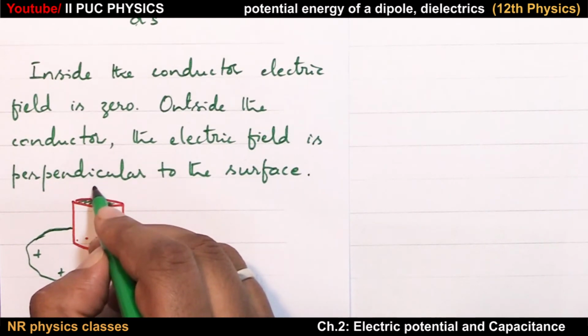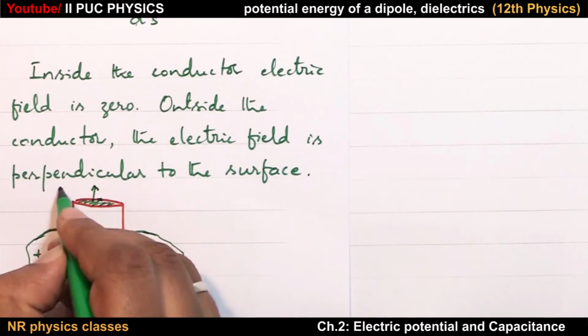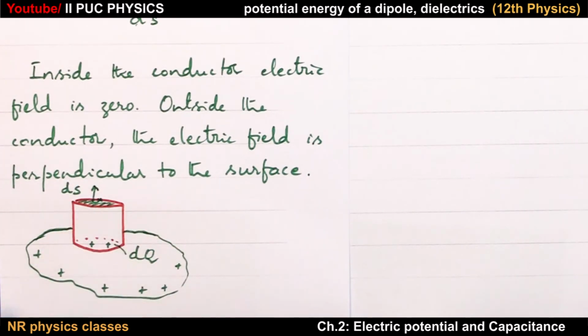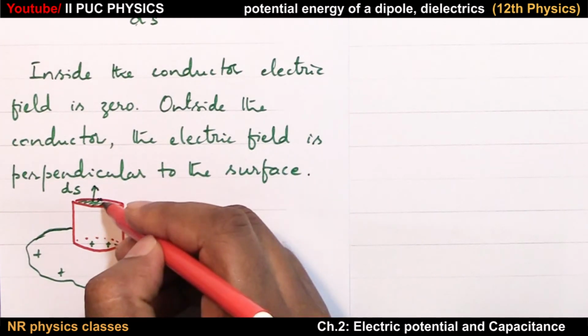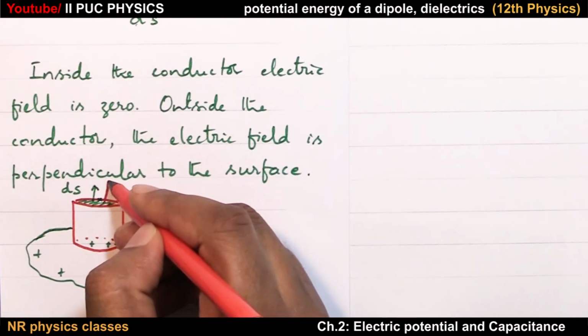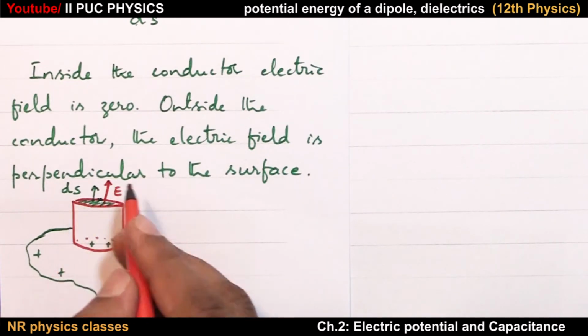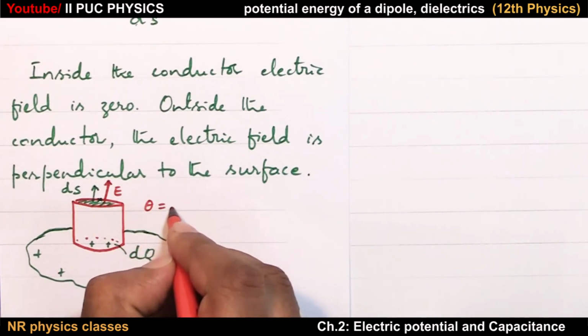And area vector ds is perpendicular to the surface. So this is ds. Because of the charge, electric field is also perpendicular to the surface. So this is electric field. So angle between electric field and ds is 0. So theta equal to 0 degree.